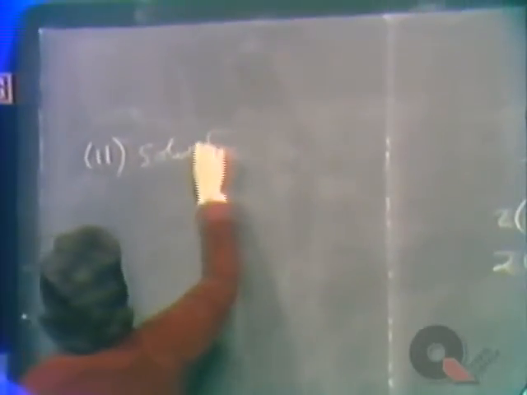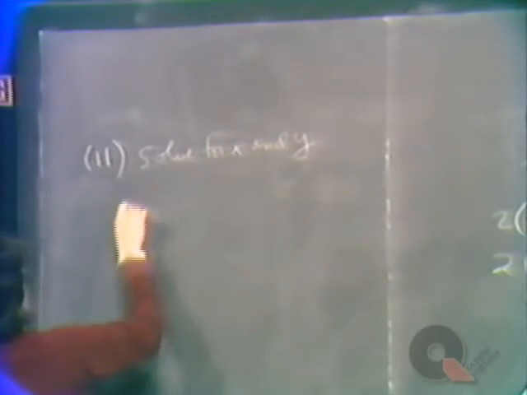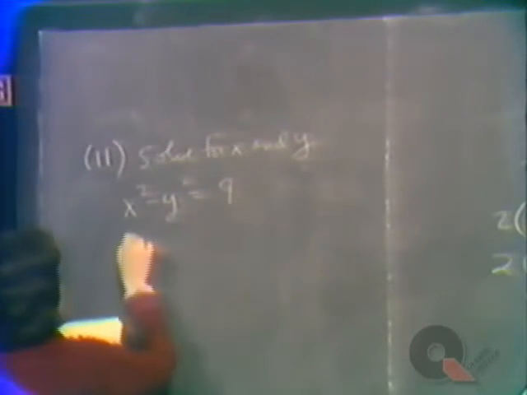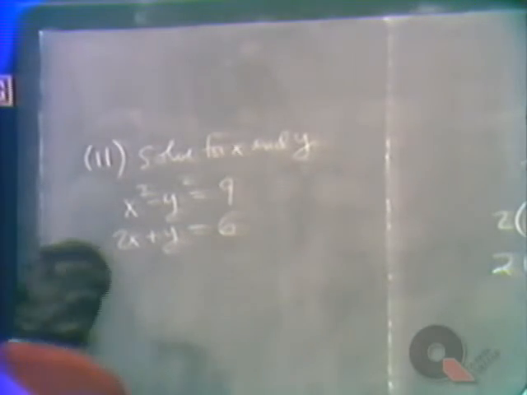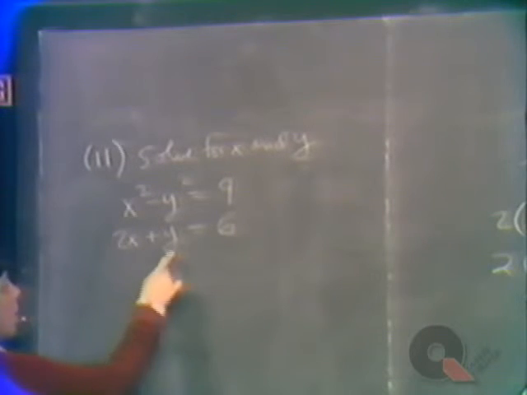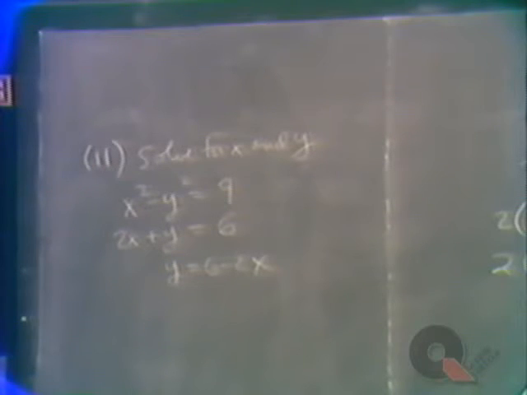In problem 11, a similar setup. We want to solve for x and y. Now it's x squared minus y squared equals 9, and 2x plus y equals 6. We solve whichever equation is simpler, for x or y. I find it easiest to solve the second equation for y. So y equals 6 minus 2x, subtracting 2x from both sides.